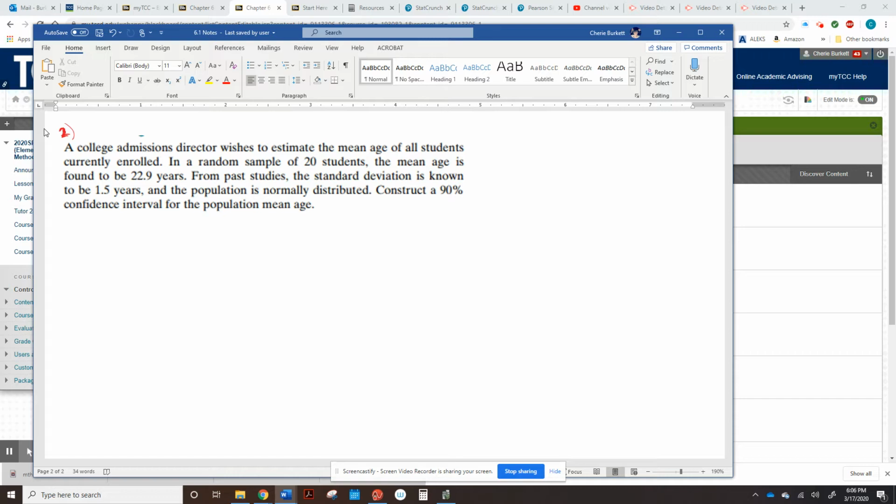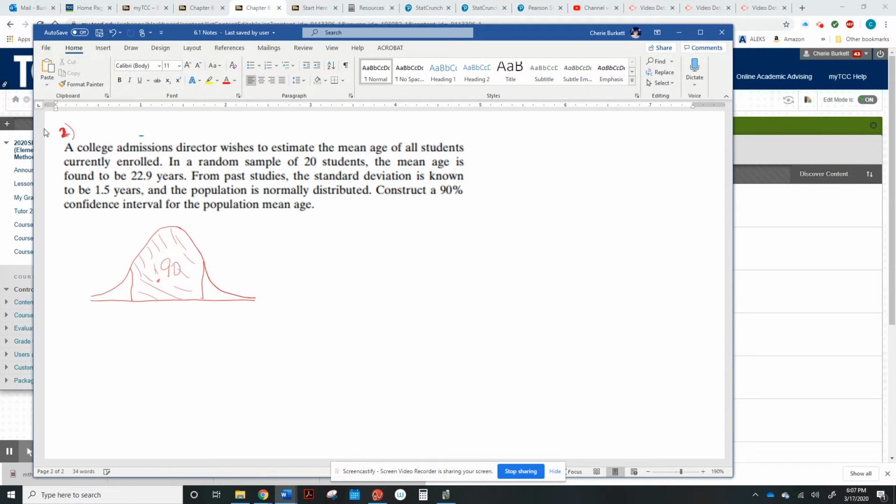We're going to finish with the stack crunch. So we're going to go through the process that we did a while ago. Remember, the first thing we need to do is draw a picture. And this asks for a 90% confidence interval. I'm just guessing where the 90% goes. I know it goes in the middle though. That's 90%.